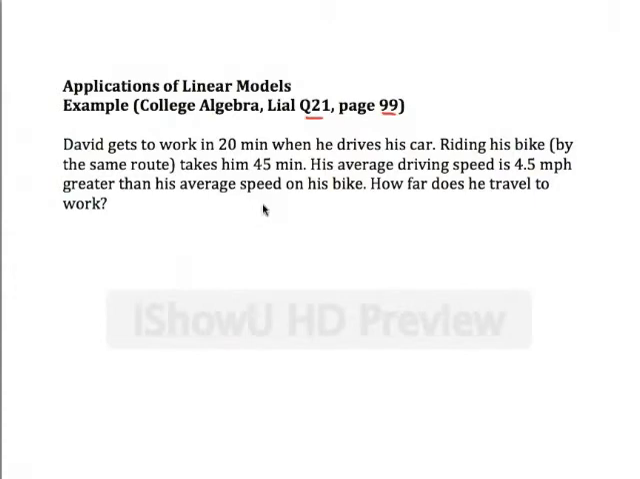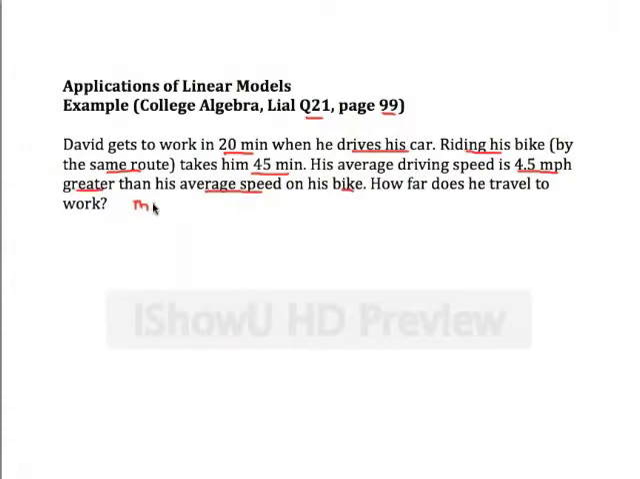So sometimes you'll have to read this over and over until you're absolutely sure what it is that the question is asking. So let's go through and underline the things that are important. David gets to work in 20 minutes when he drives his car. Riding his bike by the same route, he takes 45 minutes. His average driving speed is 4.5 miles per hour greater than his average speed on his bike. Now here's the question. How far does he travel to work?